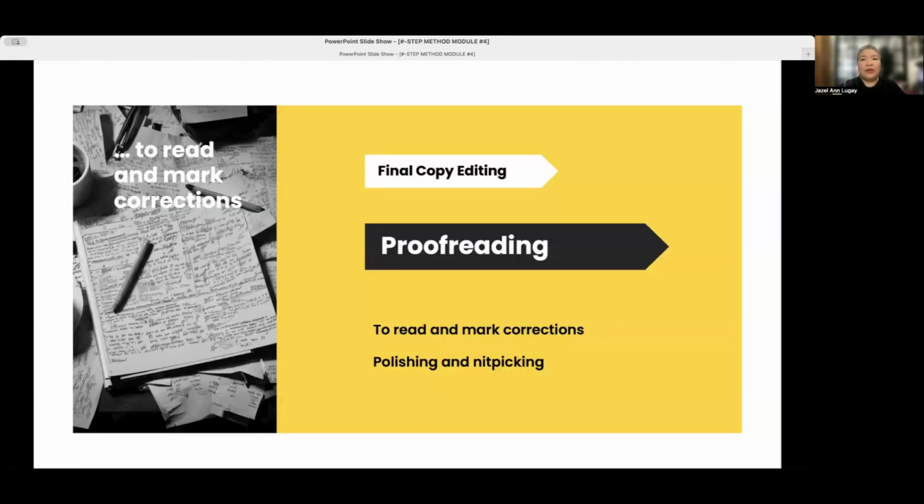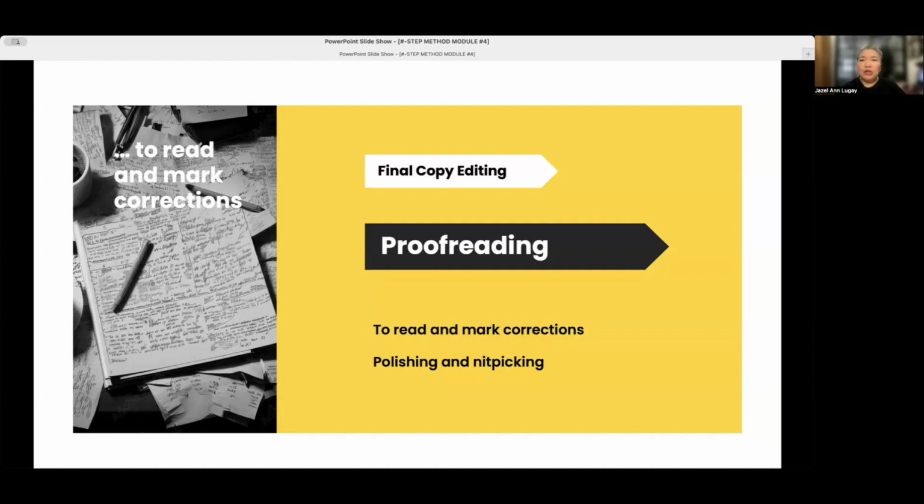And the third method in copy editing is the final copy editing, or proofreading. Proofreading is to read and mark corrections. This is where you do the polishing, the nitpicking, and really concentrating on the small stuff.